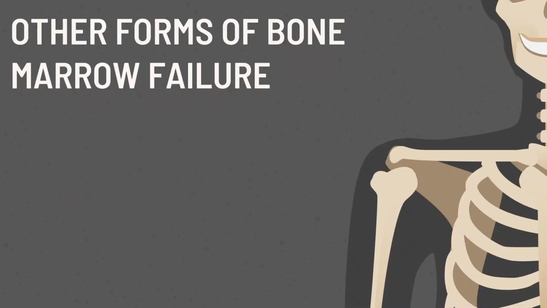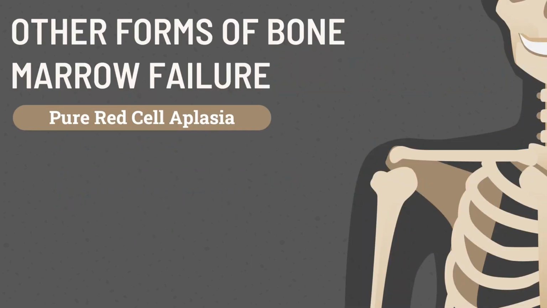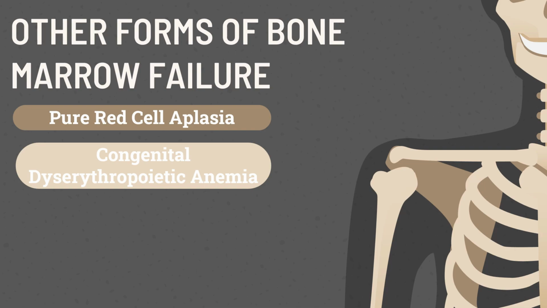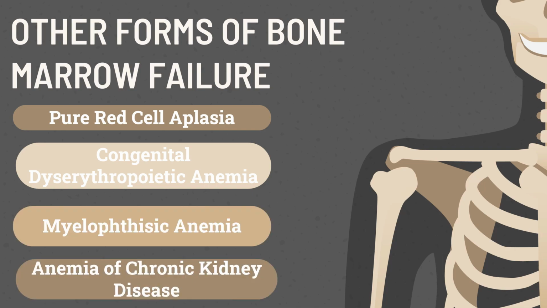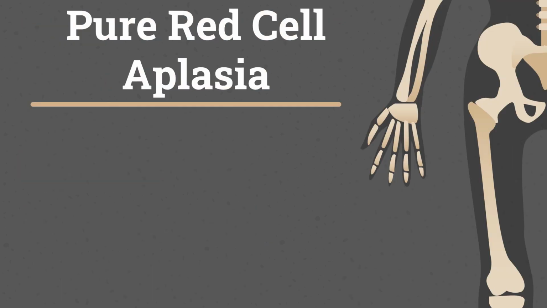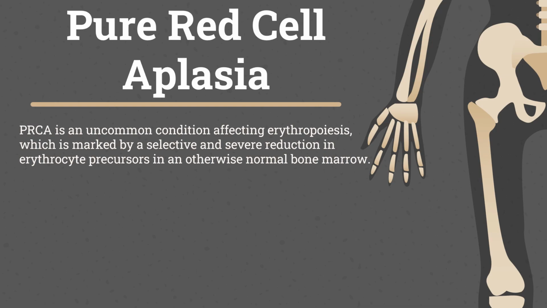Other forms of bone marrow failure include pure red cell aplasia, congenital dyserythropoietic anemia, myelophthisic anemia, and anemia of chronic kidney disease. Pure red cell aplasia. PRCA is an uncommon condition affecting erythropoiesis, which is marked by a selective and severe reduction in erythrocyte precursors in an otherwise normal bone marrow.